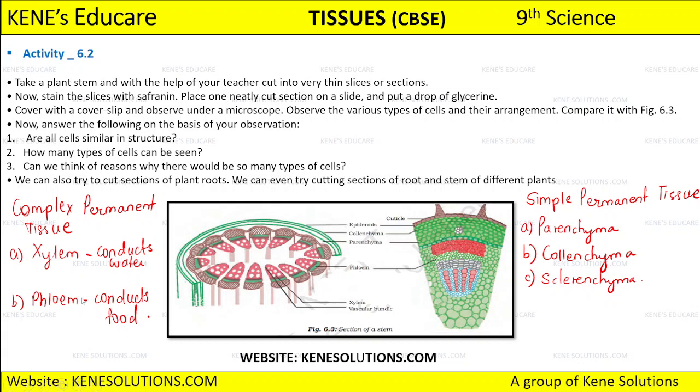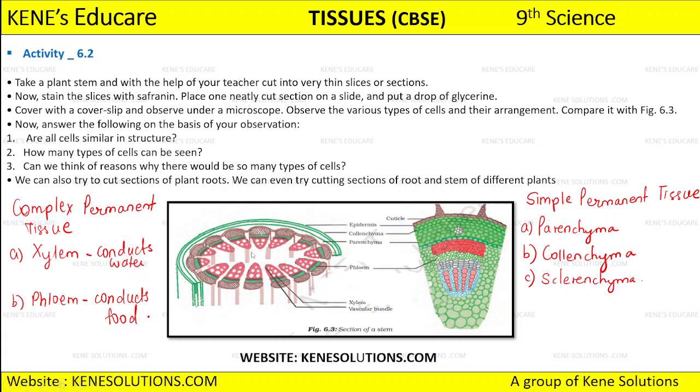Now see, the complex permanent tissue that we are having, it contains different types of cells, and these different types of cells are combined and performing a specific function there. So we have xylem. Can you see xylem, how does it look? So this is the xylem. So this xylem is the water conducting tissue of the plant. As I wrote, it conducts water, right?